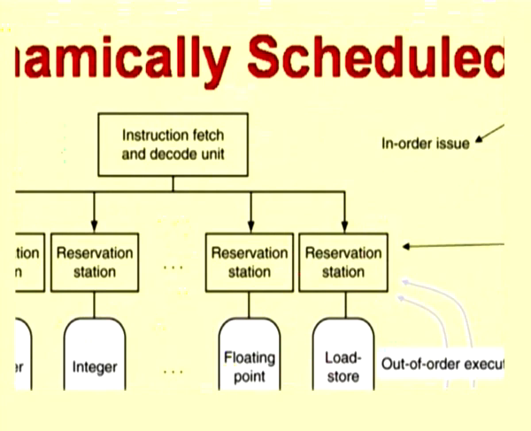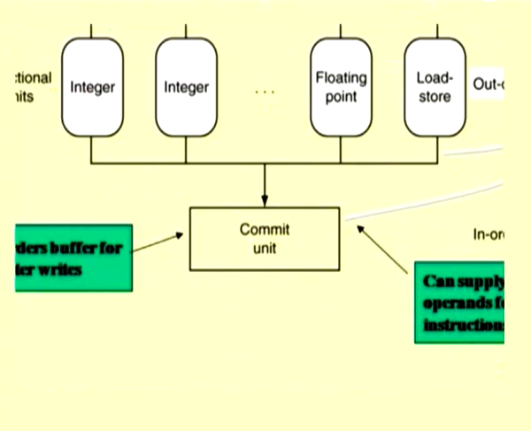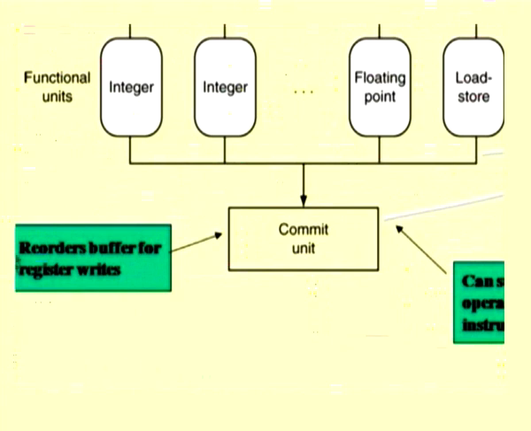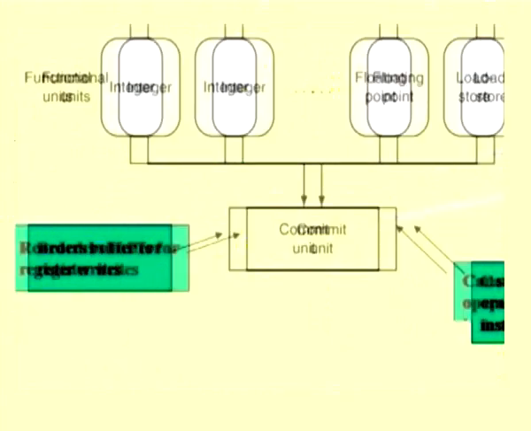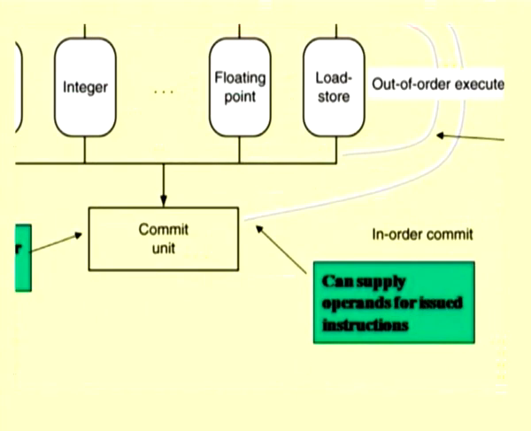You can take a look at this commit unit. This commit unit essentially will consist of some buffers which are called reorder buffers. Why do we call it a reorder buffer? Because this is the place in which, whatever be the order in which they got executed, they are reordered and put in the correct order, so that they will commit correctly in order. That is, in the program sequence, whichever was first is the one which will have to commit.